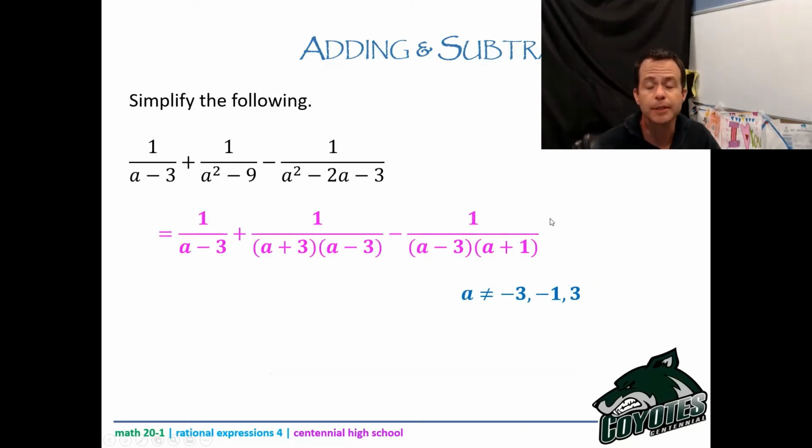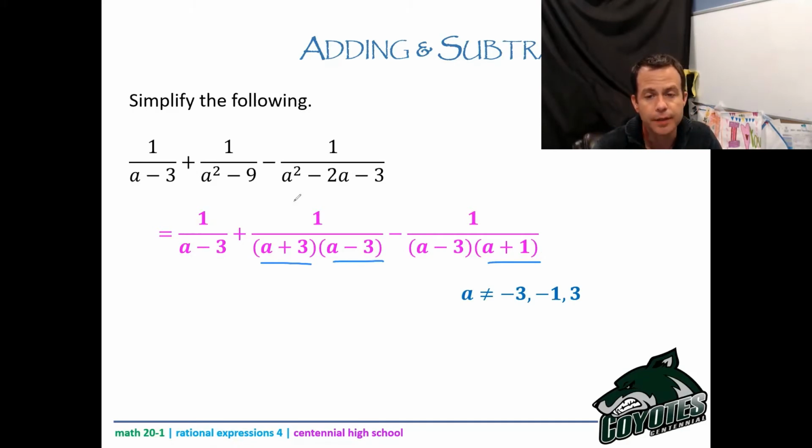Now I need a common denominator. Okay, so a common denominator is one of everything I've got, right? So I've got an a plus 3, I've got an a minus 3, and I've got an a plus 1. So each one of these is going to have all 3 of those. So in this first one, I have a minus 3. I'm going to need to add to that an a plus 3 and an a plus 1. So I'll multiply it on the bottom and on the top.